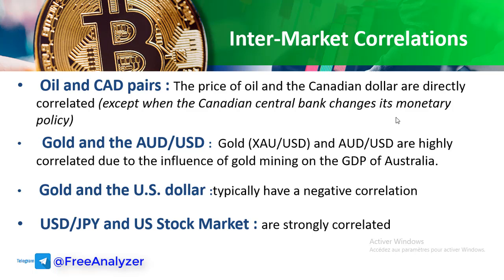So let's move now to intermarket correlations. We have correlation between pairs, and also correlation between pairs and commodities. The Australian dollar is highly correlated with gold due to the influence of gold on the GDP of Australia. Between gold and the dollar it is very simple: they typically have a negative correlation. And USD/JPY and the US stock market, for example the S&P, are strongly correlated.